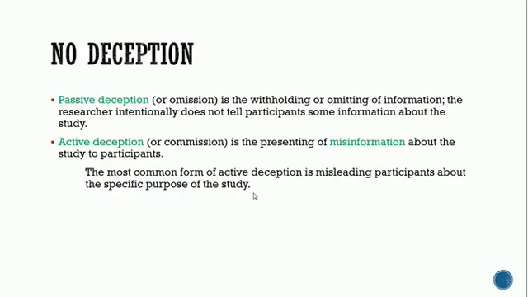And then let's talk about deception. We have what we call passive deception and active deception. To deceive, or deception, is to lie. We have passive lying and active lying. Passive deception, or omission, is the withholding or omitting of information. In this case, the researcher intentionally does not tell participants some information about the study. There are certain details about the study, and the participants are only informed of parts of them. This is what we call passive deception.